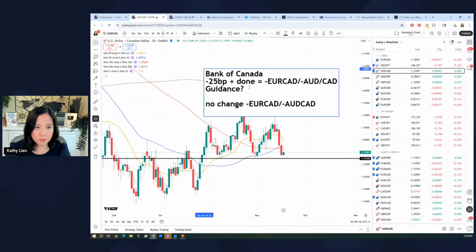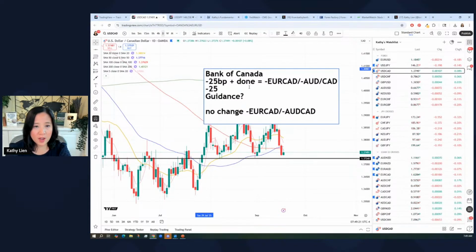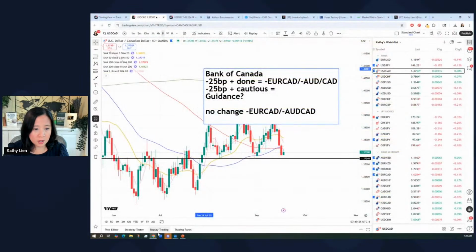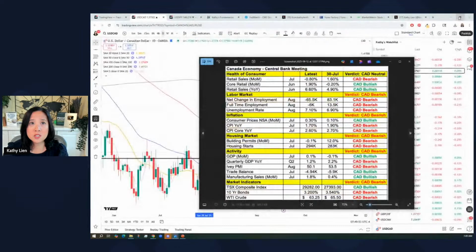If we get 25 basis points and some sort of cautious comments, meaning because data in Canada really deteriorated. For those of you that joined me from Monday, I'm going to pull up the table real quick. Where's the BOC? There we go. So this is the BOC rate decision.